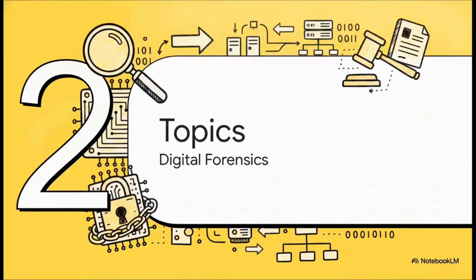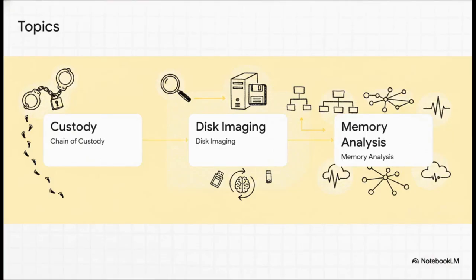Moving on to Section 2, Core Investigative Topics. Now, what's really interesting about this next part is these core topics actually form the strict rules that dictate the entire flow of our work. The source material gives us 3 main steps. Step 1, chain of custody. Step 2, disk imaging. And Step 3, memory analysis.